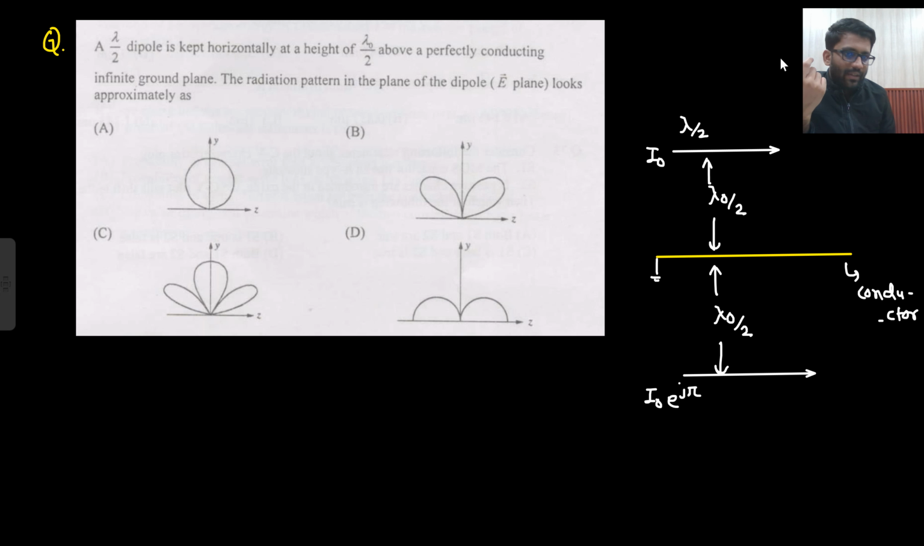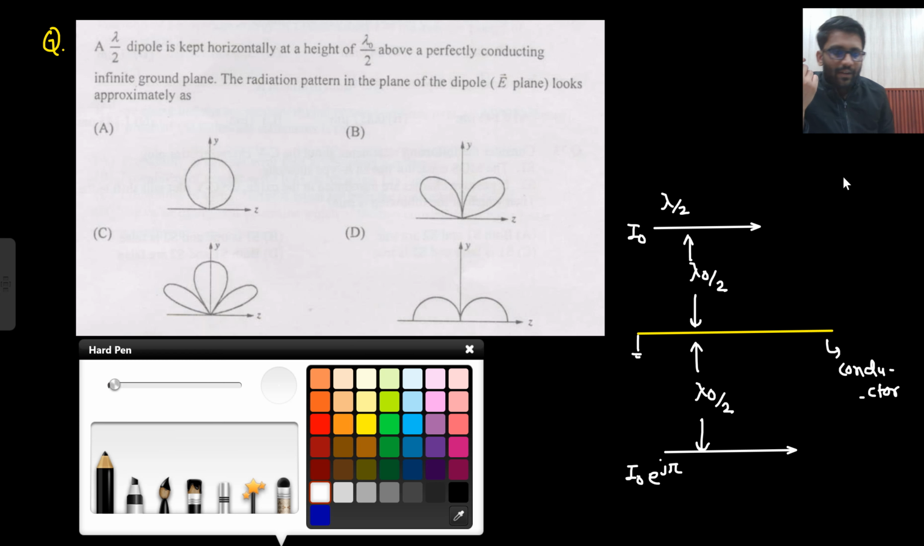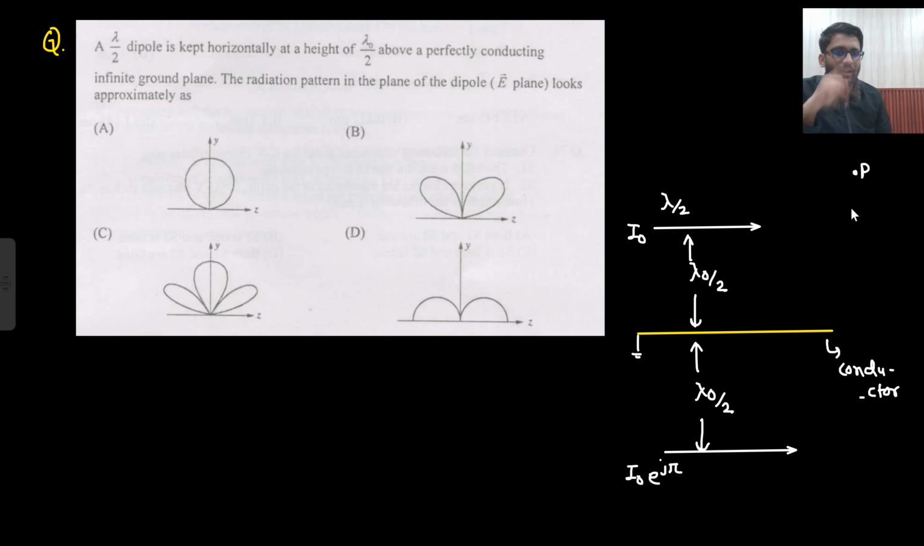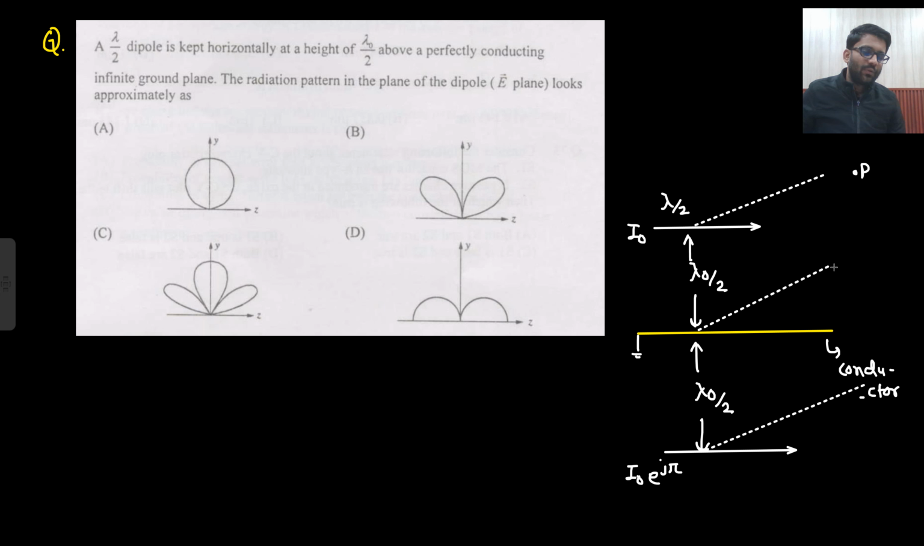So at a far point P, the radiation will be because of both of the antennas. At a far point P, if I find the expression of electric field, it will be there because of this antenna as well as this antenna. Since this is a far point P, all the lines will be parallel. So what we do is assume an imaginary antenna at the origin, and then we write down the electric field because of that single element at the origin, and that single element is imaginary.